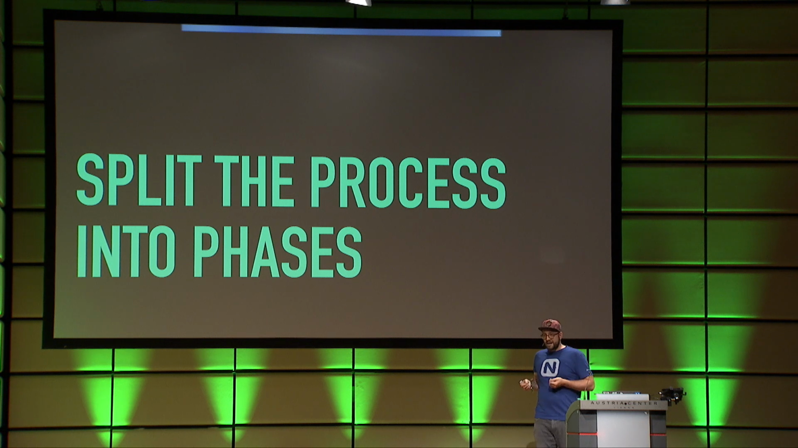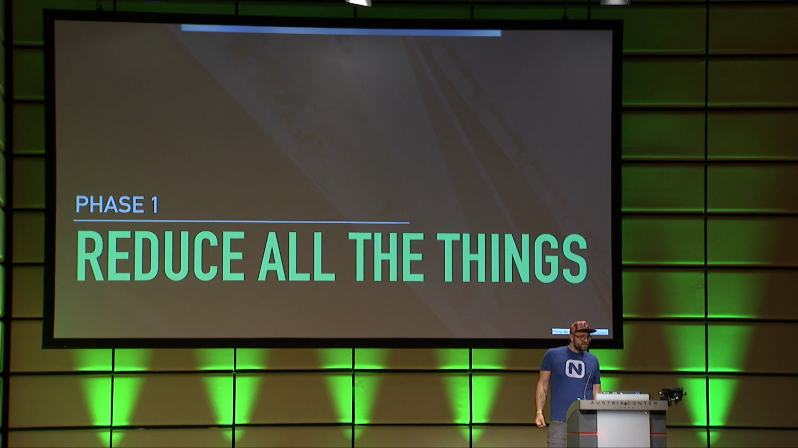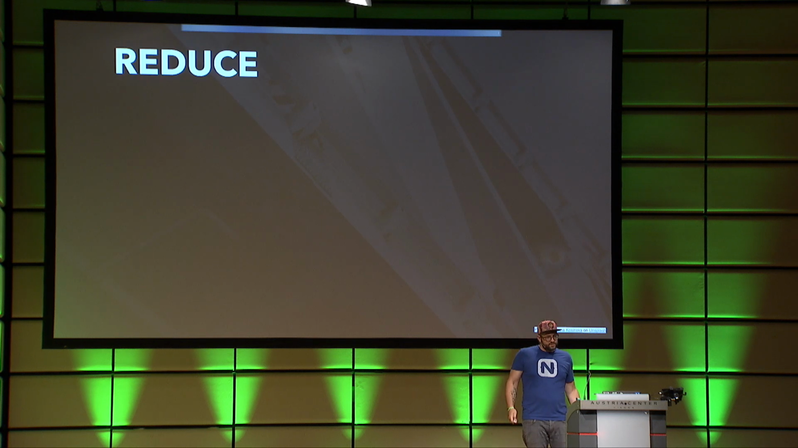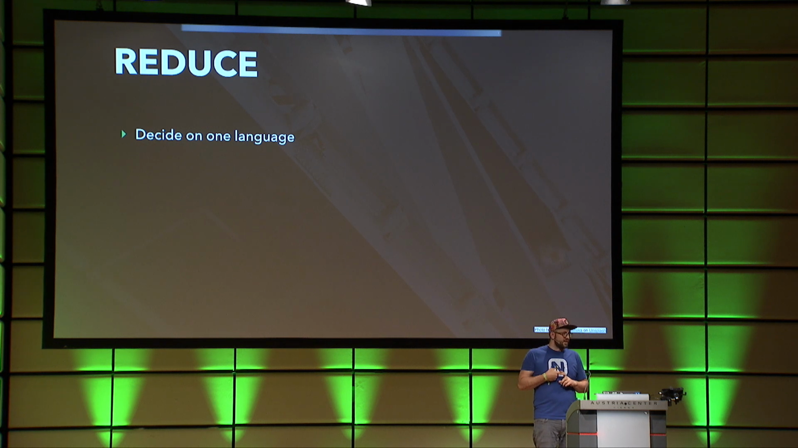And what worked the best for us is to split up the process into different phases. Phase number one, let's reduce all the things, as much as possible. What do I mean by reducing? That sounds kind of vague. For example, in our case, we needed to decide on one kind of language. We had CoffeeScript, intermediate JavaScript, and modern JavaScript, so there was a lot of fragmentation in our code base.